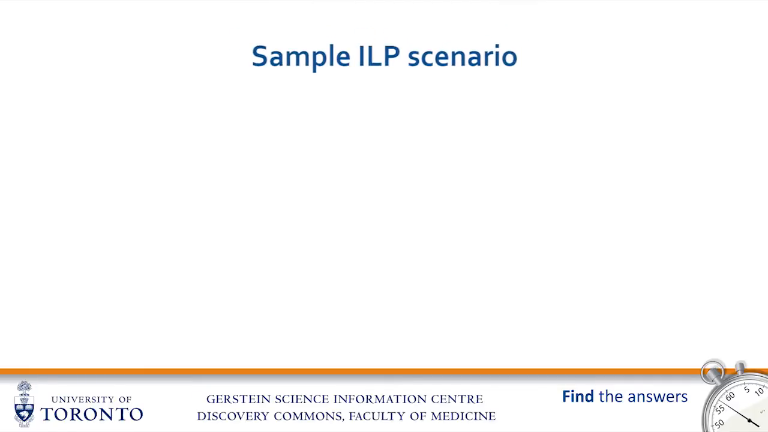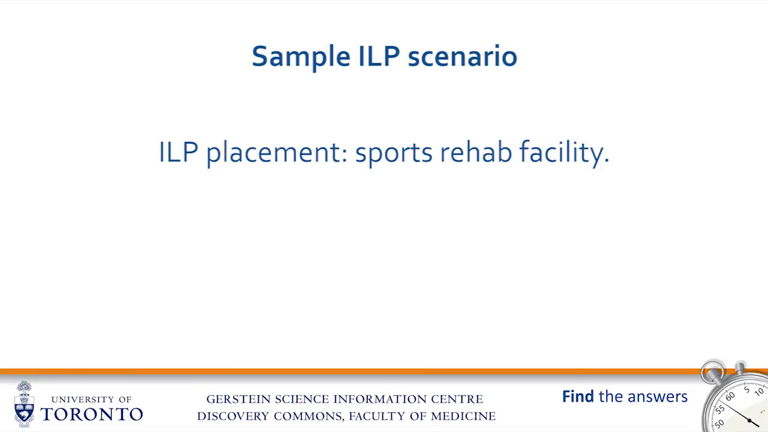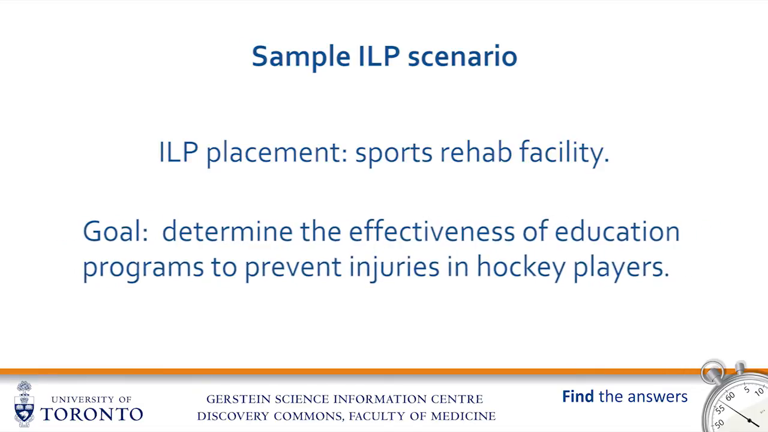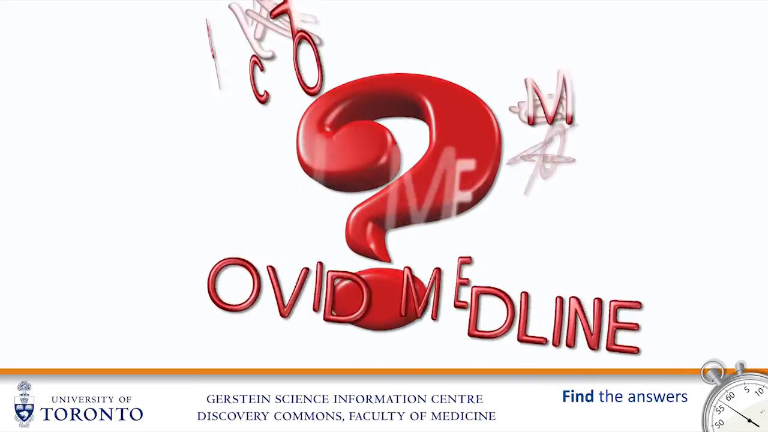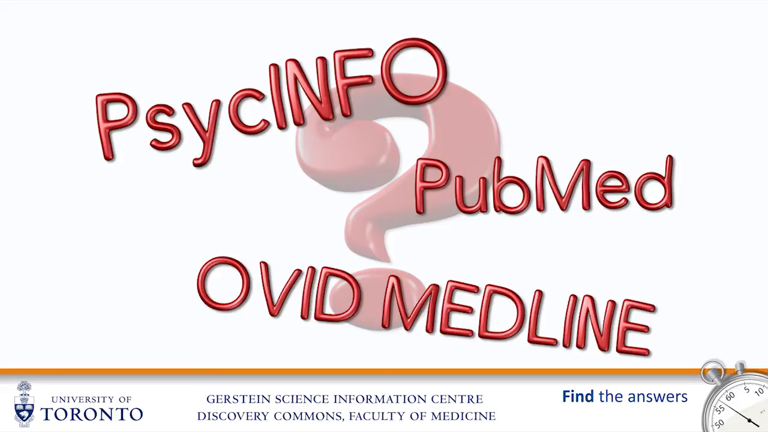Here is a sample ILP scenario. My ILP placement is in a sports rehab facility, and I'm trying to determine the effectiveness of various coach-based education programs in preventing injuries among hockey players, focusing on interventions to help coaches get hockey players to wear helmets in practice and not just for games. I need to search the literature for published studies of this nature, so I will have a comparison standard. In my class, I've been told I should use Ovid Medline or PsycInfo for the search, but I only use PubMed, and I'm not sure where to start.